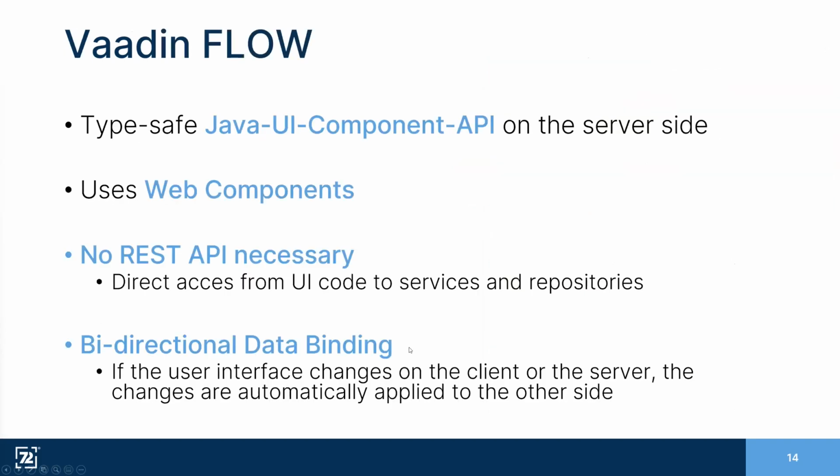Okay. Now let's come to Vaadin Flow. Vaadin Flow is the Java UI component API. Vaadin Flow is also the architecture that I will show you in a diagram after this slide, showing how client and server are communicating. Today, or from the beginning, it uses web components. Today, it uses Lit, as I said.